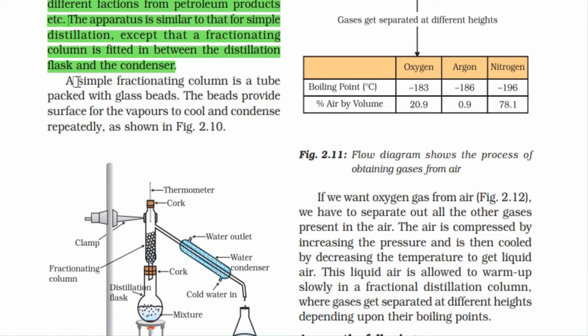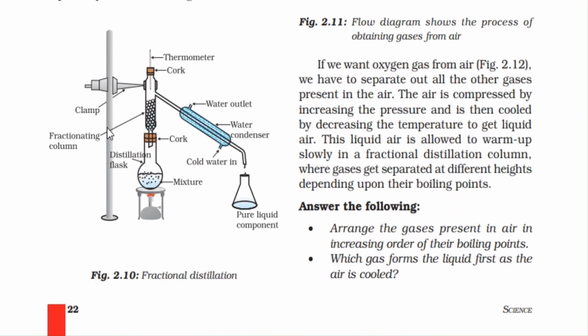A simple fractional column is a tube packed with glass beads. The beads provide surface for vapor to cool and condense rapidly, as shown in the figure. So you see the figure. This is the distillation flask, and here this is the fractionating column, and a thermometer fitted here.